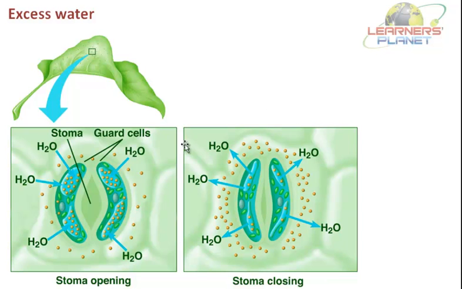What is it called? Yes, we discussed it before too. It is called transpiration. So this water basically gets evaporated from the surface, underside surface of the leaves.